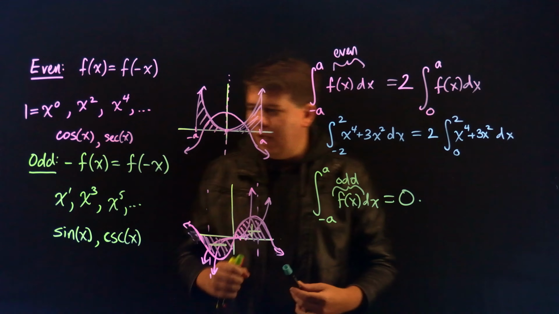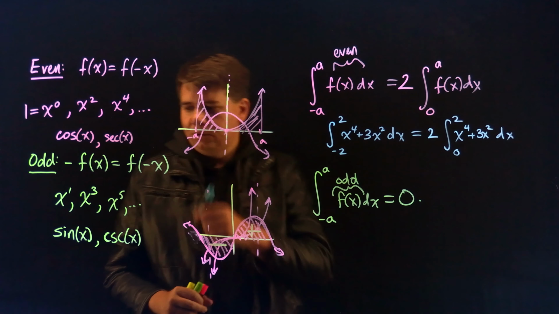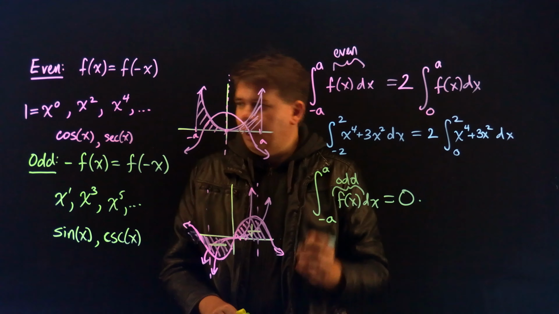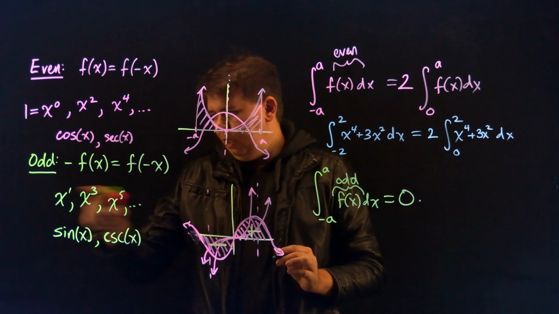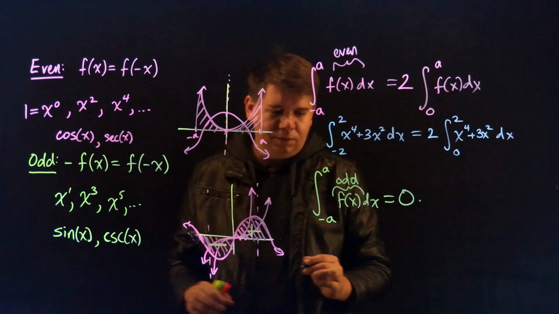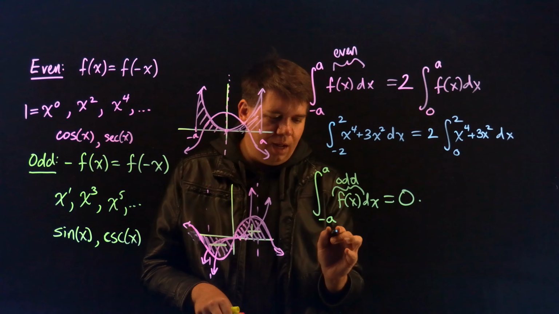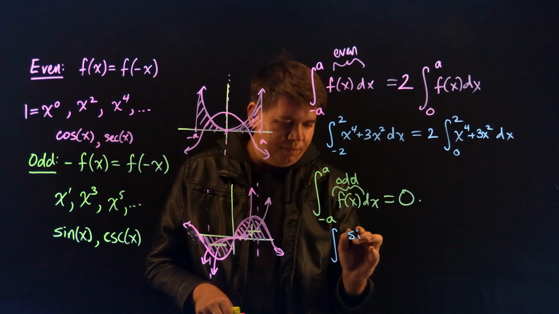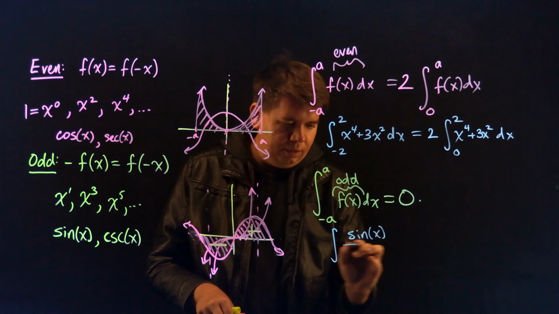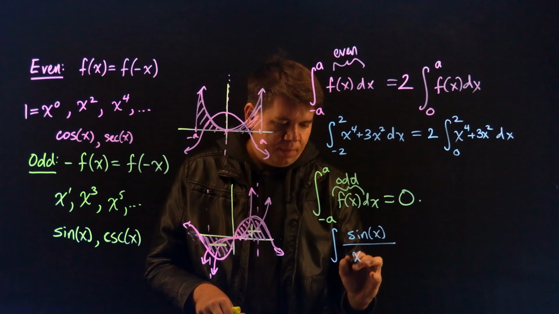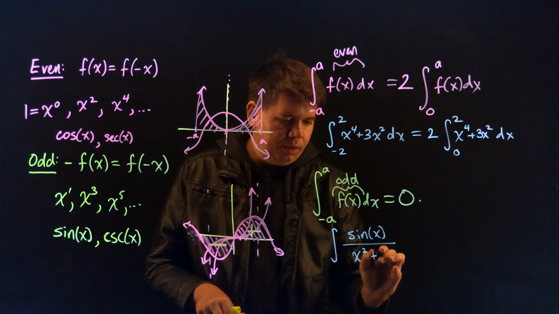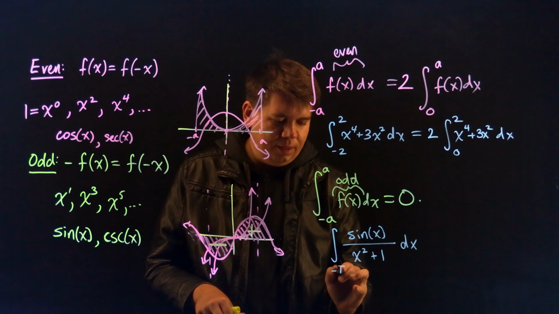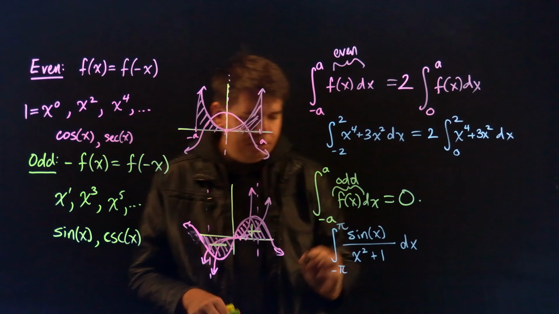Come up with whatever odd function you like. So let me come up with an odd function for you. Okay, here's an odd function. Any of these would be odd. Here's one that maybe doesn't feel odd to you, but it is. Suppose you had sine of x divided by x squared plus 1 dx, and you want to find the area from negative pi to pi.